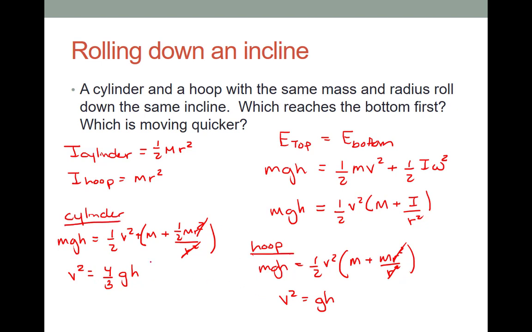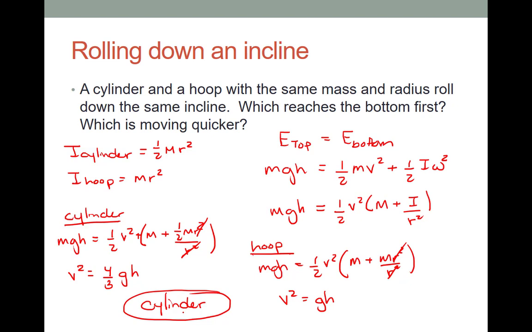You can see that because the moments of inertia were different, the velocities are going to be different when they hit the bottom of the incline. The cylinder is going to have the larger velocity. Therefore, the cylinder wins the race. It reaches the bottom first, and it is moving quicker.